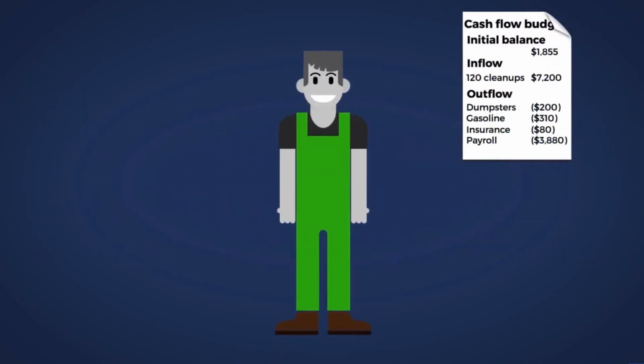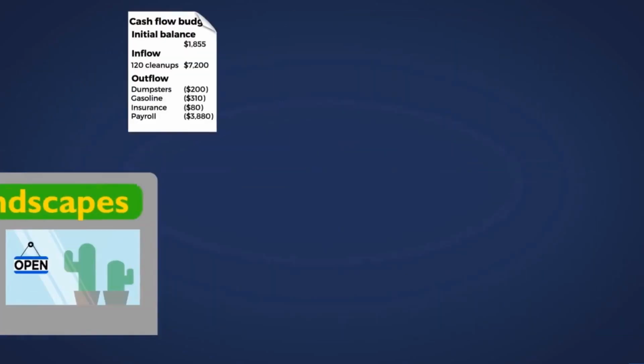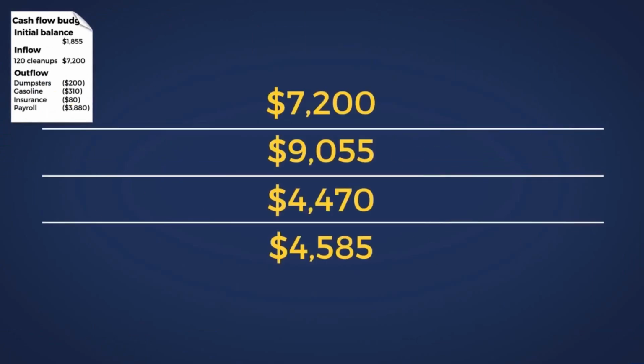Michael is putting together the cash flow budget for the coming month for his landscaping business. He projects they will complete 120 client jobs for an average of $60 per job. Dumpster rental and haul away will total $200, gas $310, insurance $80, and payroll will be $3,880. If his beginning cash balance is $1,855, which of the following will be his ending balance?